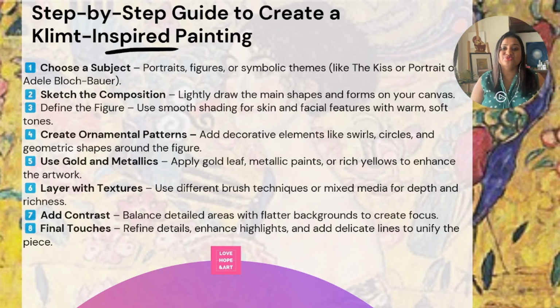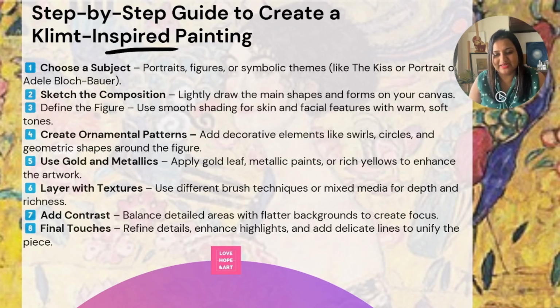So first choose your subject. It can be portraits, figures, or symbolic themes. Then sketch the composition lightly. Draw the main shapes and forms on your canvas. Define figures. If you are using figures, use smooth shading for skin and facial features with warm, soft tones. Then create ornamental patterns. Add decorative elements like swirls, circles, and geometric shapes around the figures.